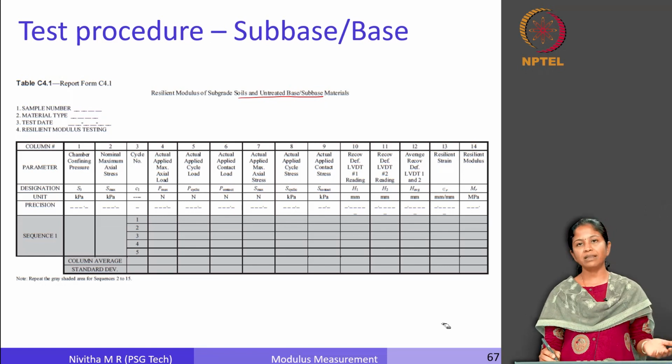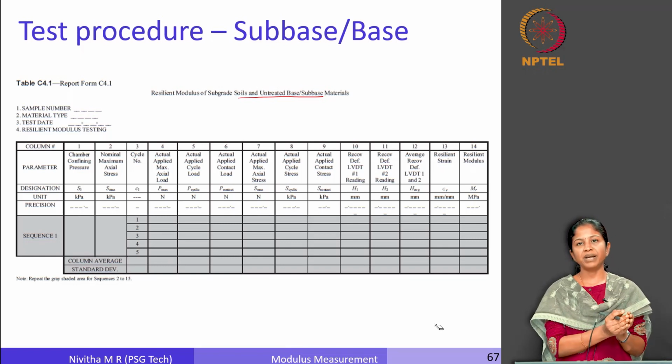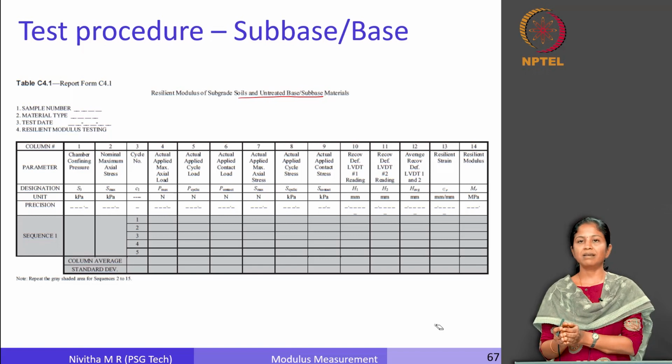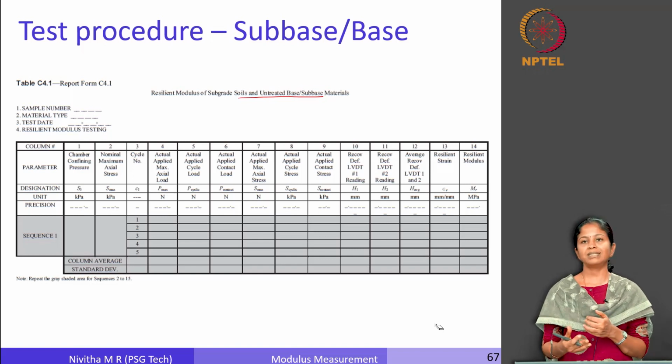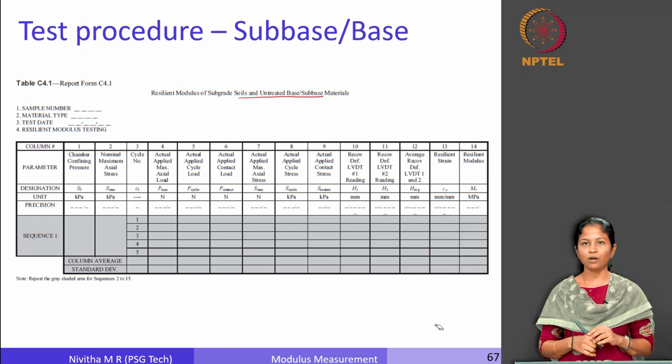Now we have seen the procedure to compute the resilient modulus for subgrade materials separately, and subbase and base materials separately. Similarly, we saw the difference in sample preparation for type 1 and type 2 materials. So this is the whole procedure for computation of resilient modulus based on AASHTO T307.